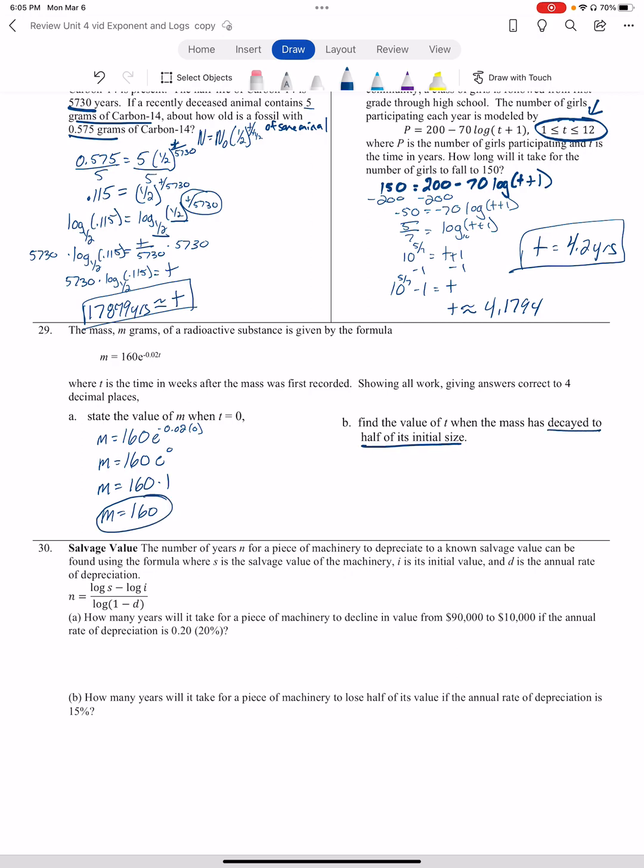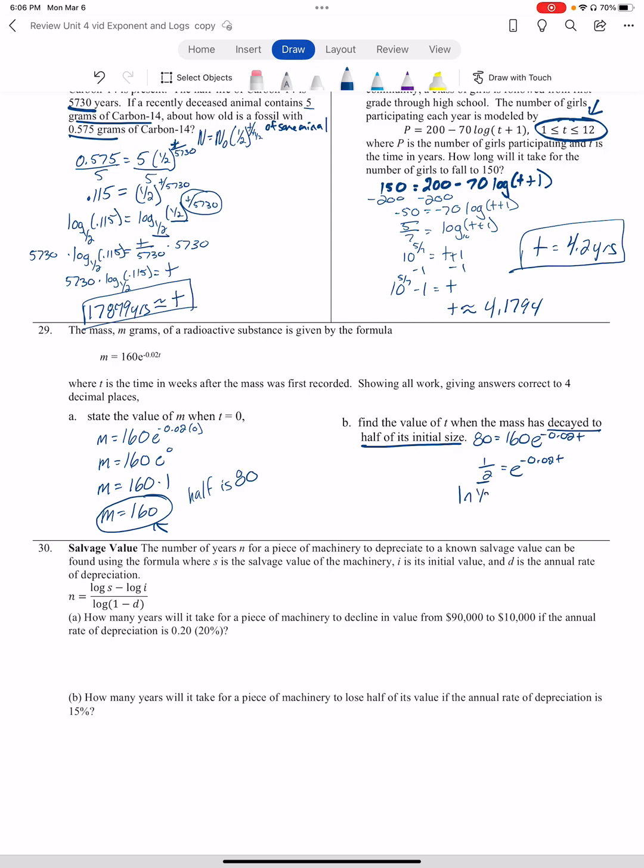When it has decayed to half its original size, our original size is 160, so half is 80. You can do the little nice trick where you just set it equal to 1/2 and don't worry about your initial amount, or you can write it like this: 80 is equal to 160 e to the negative 0.02 t power. You divide, you end up with e to the negative 0.02 t is equal to 1/2, which we're familiar with. I told you guys you can kind of skip that.